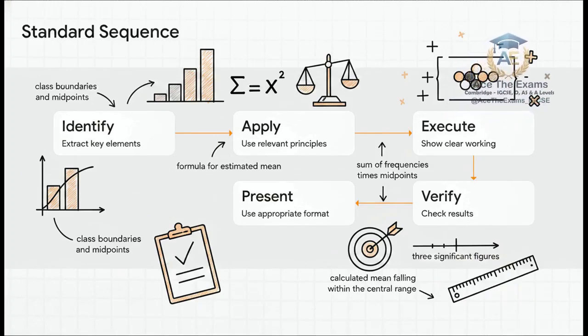Step 4, verify your results. Take a breath and ask yourself, does this calculated mean actually fall within the central range of my raw data, or did I miss a decimal? And finally, step 5, present in an appropriate format. If Cambridge asks for 3 significant figures, you give me exactly 3 significant figures. Not 2, not 4, 3.